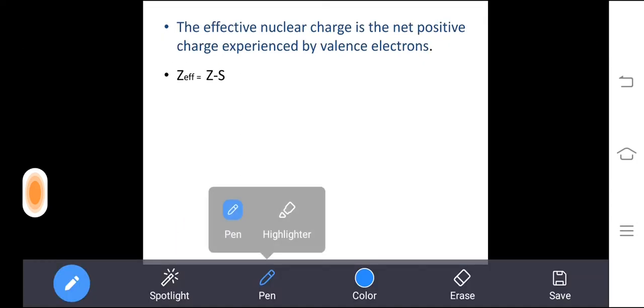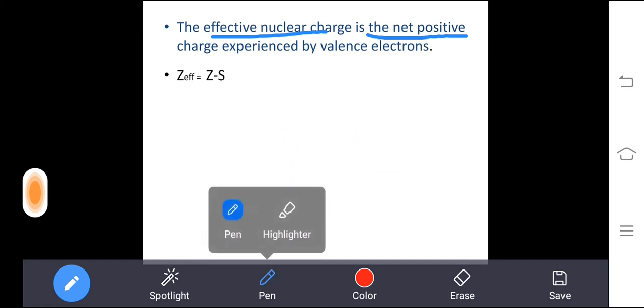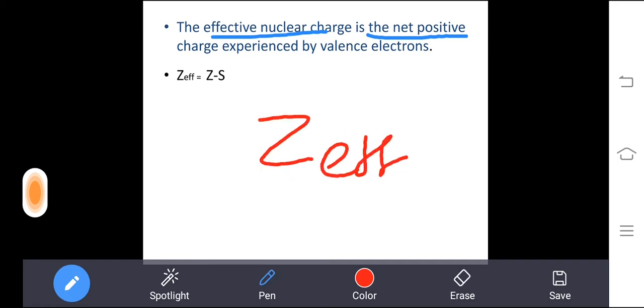Then we want to know one more concept in the trends, the effective nuclear charge. What is the meaning of effective nuclear charge? If you have the atom, the center part is the nucleus. The net positive charge experienced by the valence electron, that means the outermost electron, how much nuclear force of attraction it experiences, we call the effective nuclear charge, and it is represented by the symbol Zeff.